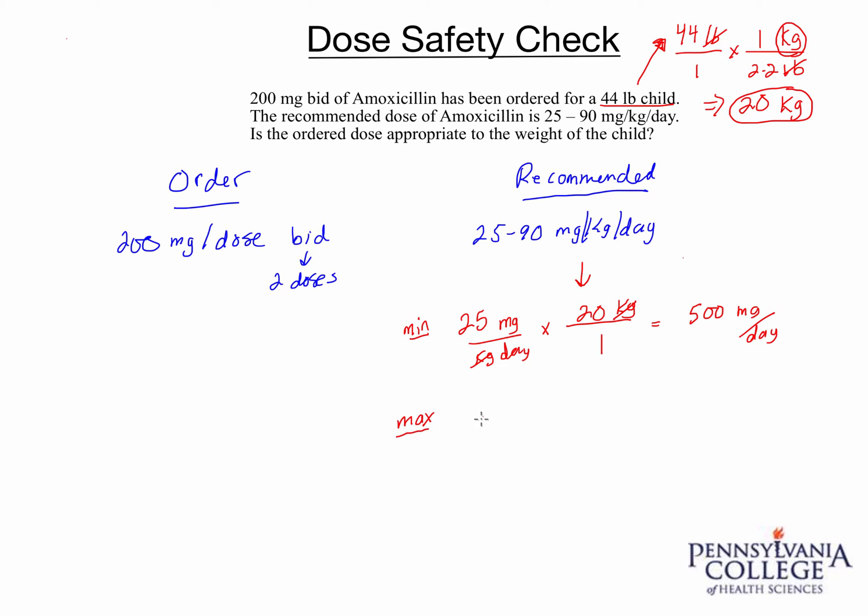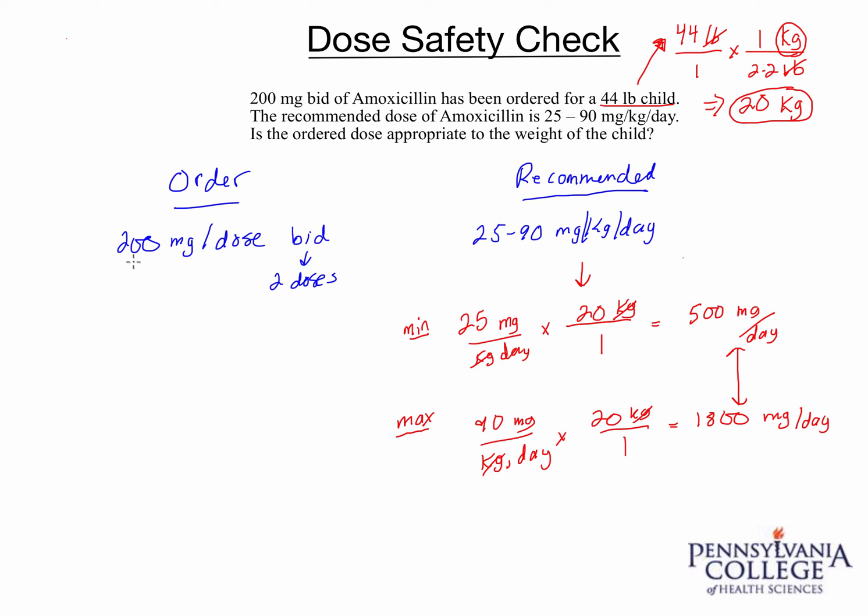The maximum would be 90 milligrams per kilogram per day. So I'm going to approach this the same way by multiplying by 20 kilograms to determine the maximum range. So this would be multiplying, I would get 1,800, and again the unit would be milligrams per day. At this moment, I know what's recommended for a child weighing 44 pounds, in other words 20 kilograms. What's recommended for a child of this weight would be somewhere between 500 milligrams per day and 1,800 milligrams per day. If I look at the order, I see 200.